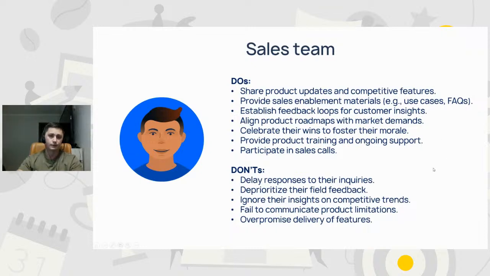Also, do not deprioritize field feedback without providing an explanation why. Because in some situations, you may have the product strategy, you may have the already agreed product roadmap, and you may face a situation when you say, unfortunately, sales team, we can't implement that in the nearest quarter, so we will schedule it for later. So provide them with explanation and timelines so they can properly communicate this information to their leads or potential customers and manage their expectations as well.